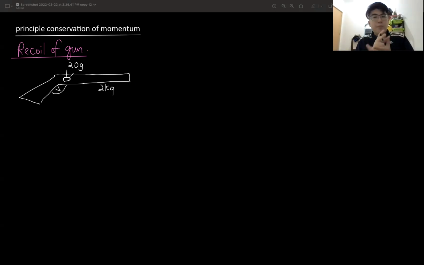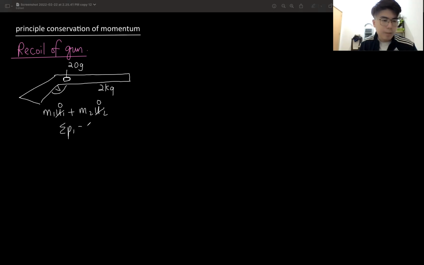This is before the firing. Before I make a shot, everything is at rest. If you look at the total momentum, nothing is moving, right? So if you calculate the total momentum, m1 u1 plus m2 u2, this one is zero, this one is zero. The whole thing will be zero. Total momentum is zero because everything is at rest.